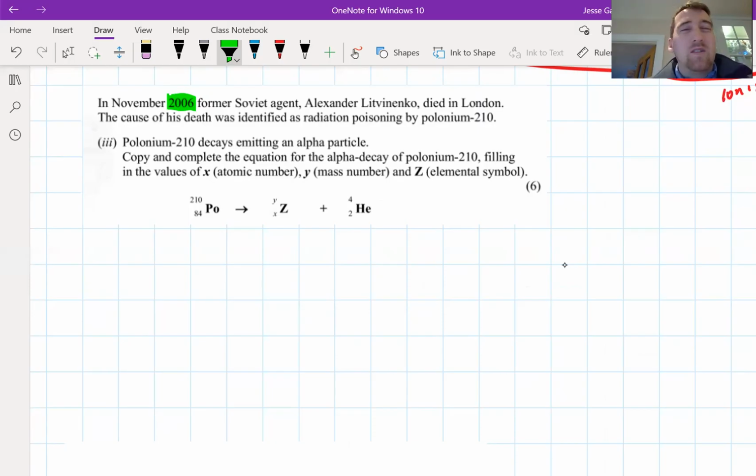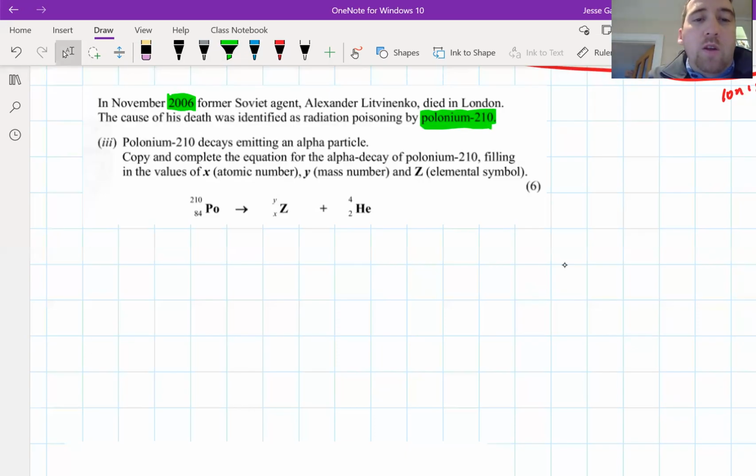Is it important? Not really, to be honest. It's just a distraction. It's just a bit of background. There's not really much important in here that I can tell. We definitely don't need to know anything about his name or that he died in London. Again, it's just a distraction. The cause of his death was identified as radiation poisoning by polonium-210. Now, to me, that's going to be important, I think. We might be talking about this later, but the rest, not really.